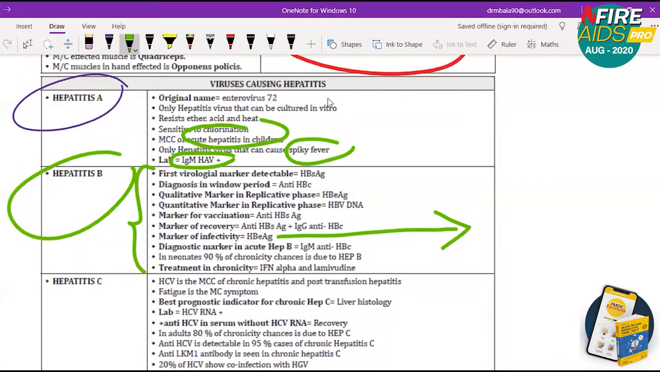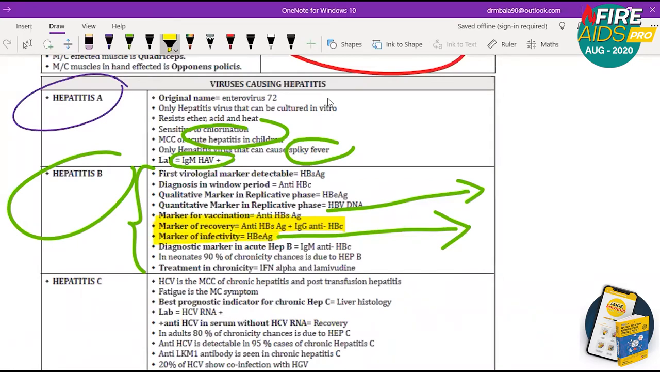So the infectivity marker is HBeAg. If the patient is vaccinated, you're going to find anti-HBs antibody in the patient. And if the patient has recovered, you're going to find anti-HBs along with IgG anti-HBc. So IgG talks about past infection and recovery.